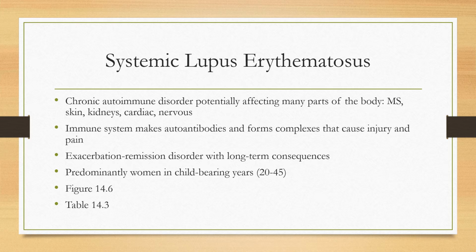So systemic lupus is a chronic autoimmune disorder that can affect a whole bunch of different parts of the body: musculoskeletal, skin, kidneys, cardiac, nervous system, and your body. So autoimmune means that your body makes antibodies against itself, okay? And it's common in this exacerbation-remission type pattern, and it happens more commonly in women in the childbearing years, between the age of 20 and 45.